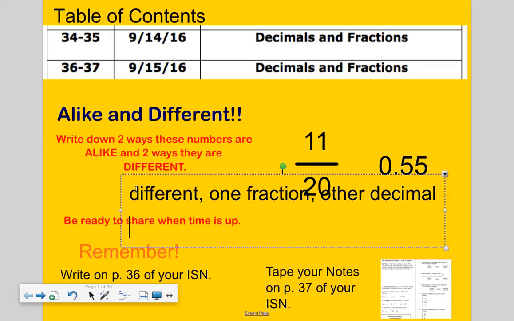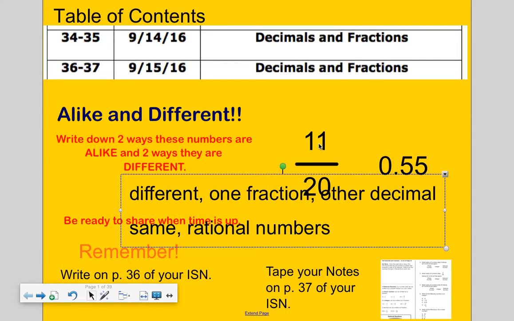I see they have different numbers. Same: they are both rational numbers. Remember, what is a rational number? A number that can be written in fraction form.